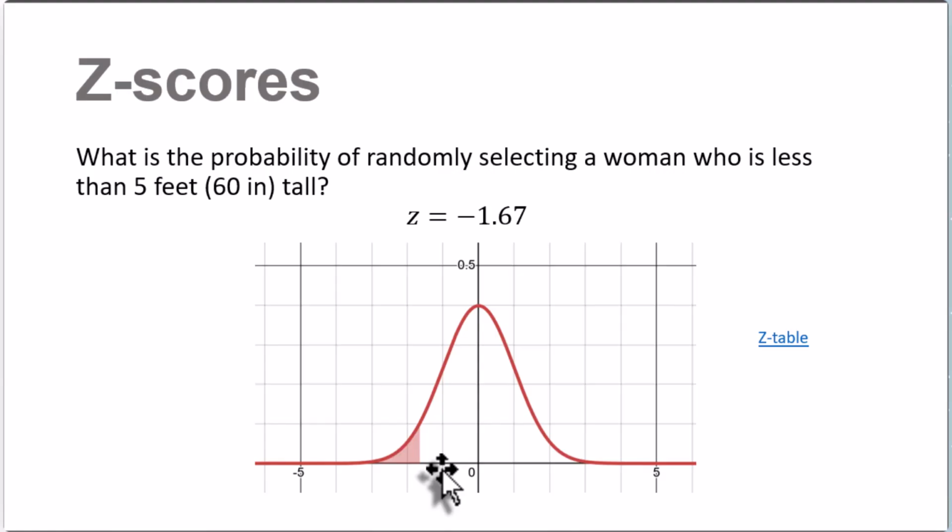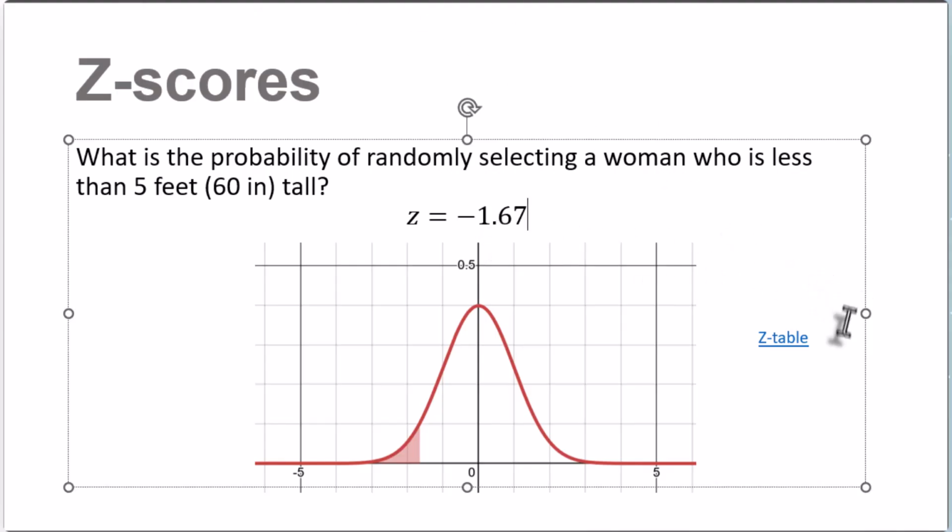In terms of the question that was asked, what's the probability of randomly selecting a woman who's less than 5 feet tall? If we turn that 60 inches height into a z-score, then this is looking at the standard normal distribution and the z-score of negative 1.67 and saying what is the area underneath our normal distribution to the left. That area is representing a probability or a proportion of the total, and that would be the probability of getting a woman less than 60 inches tall.